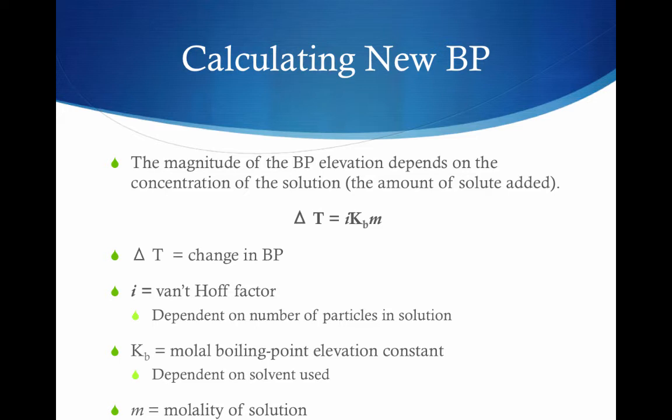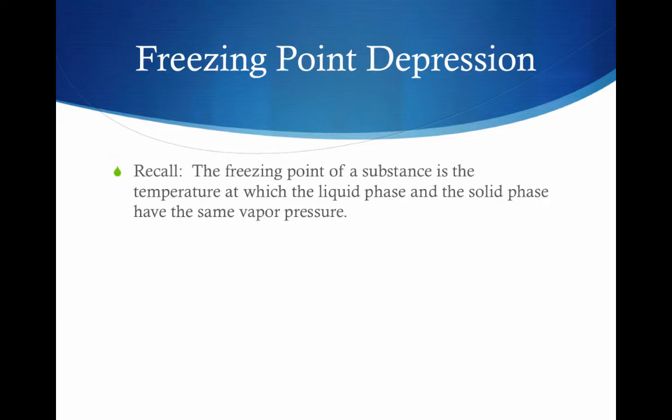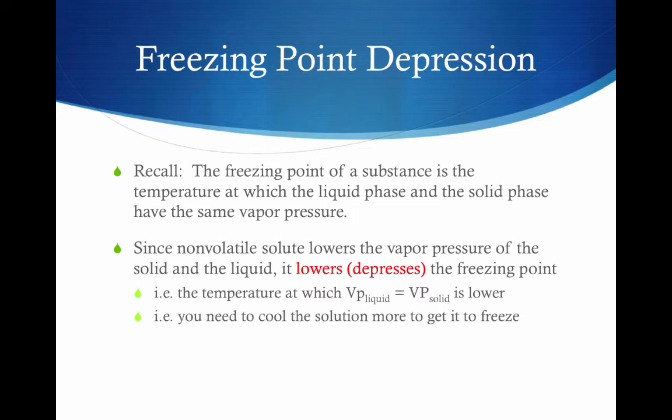Let's look now at freezing point depression, and then we'll come back and practice some calculations. Recall that the freezing point of a substance is the temperature at which the liquid phase and the solid phase have the same vapor pressure. Again, since we know that solute will lower the vapor pressure, this lowers the freezing point. In other words, the temperature at which the vapor pressure of the liquid is equal to the vapor pressure of the solid is lower. Put yet another way, you need to cool the solution more to get it to freeze, to get the vapor pressure of the liquid to equal the vapor pressure of the solid.